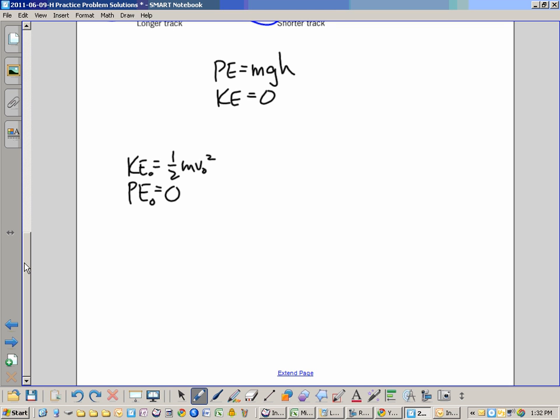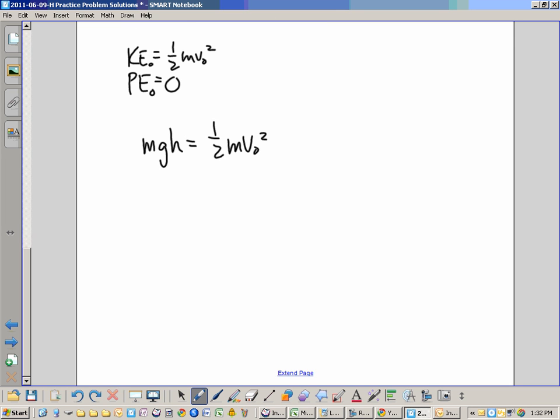Here we're going to get h in terms of v. So now we got mgh is equal to 1/2 mv naught squared. So now what we're looking for is this h. They gave it as capital H. I hope that doesn't confuse anybody. All right, the m's cancel out, and we get that h is equal to v naught squared over 2g.